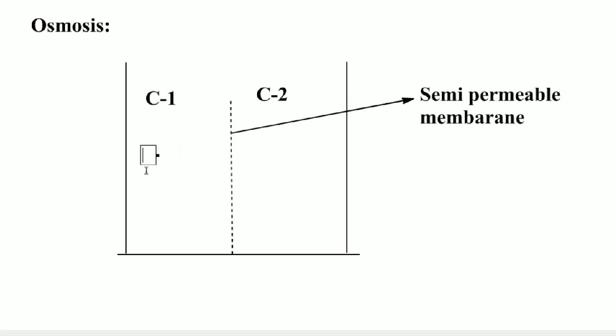Suppose you take pure solvent in compartment 1 and a solution in compartment 2. Then what happens? Spontaneously, the solvent molecules flow from the solvent to the solution through the semi-permeable membrane. This is known as osmosis.